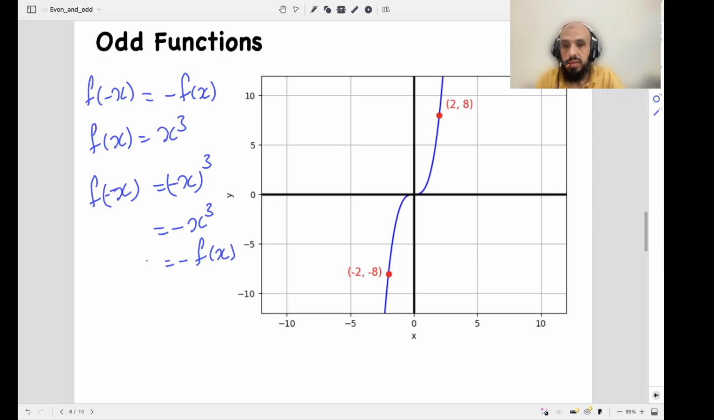If we replace x with negative x and we find something different from f of x and negative f of x, then this function is called neither even nor odd.